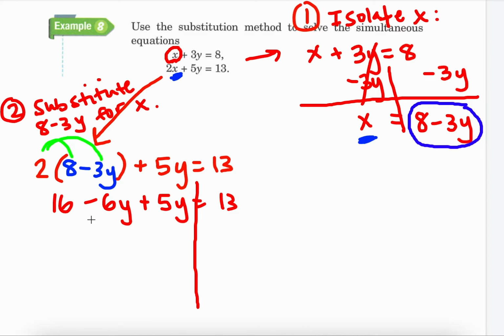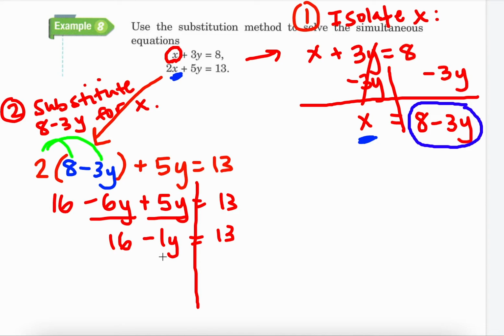Now, let's see, I have minus 6y and plus 5y on the same side, so I can combine that. Negative 6 plus 5 is negative 1y, or just negative y. This 16 gets pulled back down here. That negative belonged to the 6, so don't worry about that. That's a positive 16 minus y, because we did the combining like terms over there. 13 gets brought back down. I have constants on both sides.